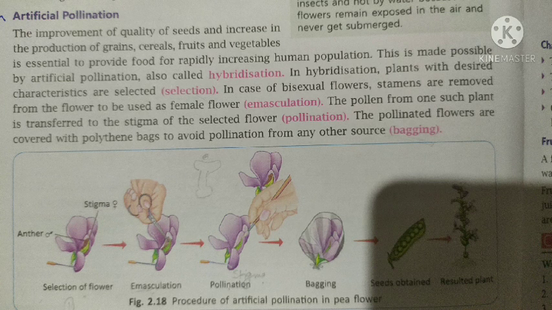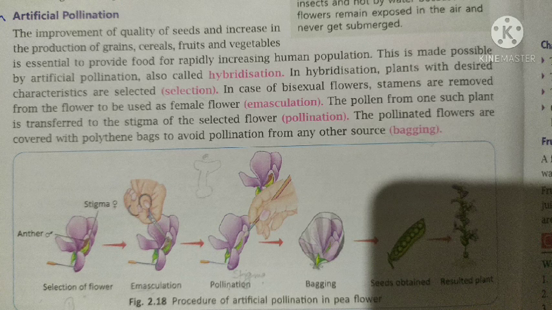So dear students, let us learn about another process, that is artificial pollination. Artificial pollination is also known as hybridization. Now let us learn about the steps in this artificial pollination process. The first step is you have to select the flower, selection of flower. So you will be selecting two flowers.